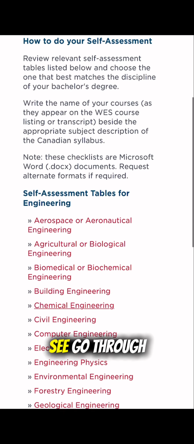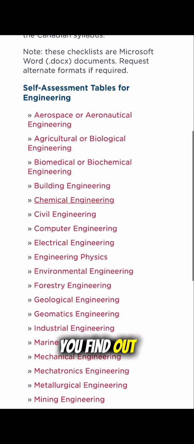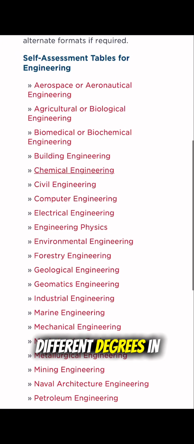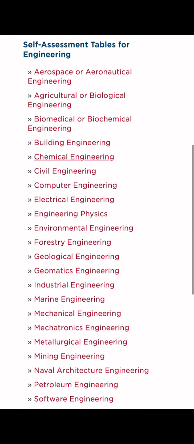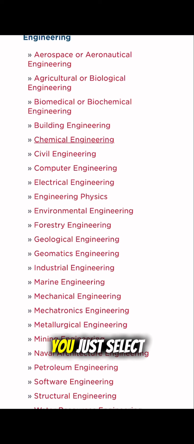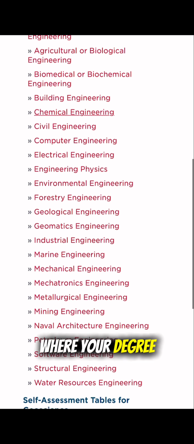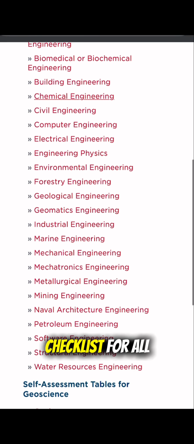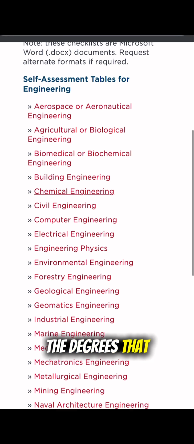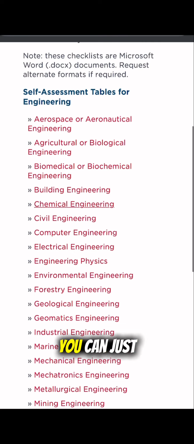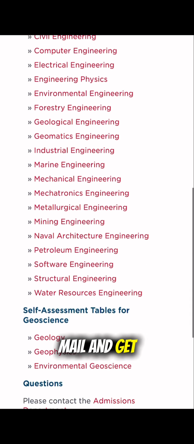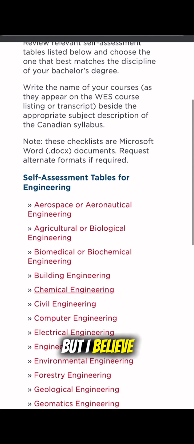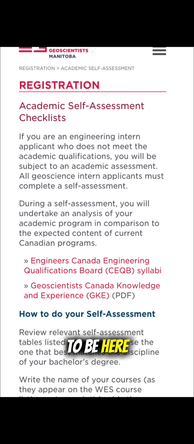So when you go through this, you find out that we have different degrees in engineering. So with this, you just select where your degree falls. And so these are the checklists for all the degrees that you have. If your own is not there, you can just write them a mail and get more information on that. But I believe your own has to be here.